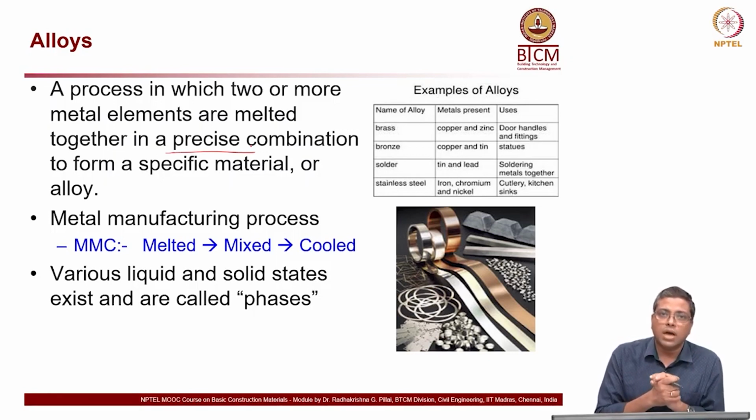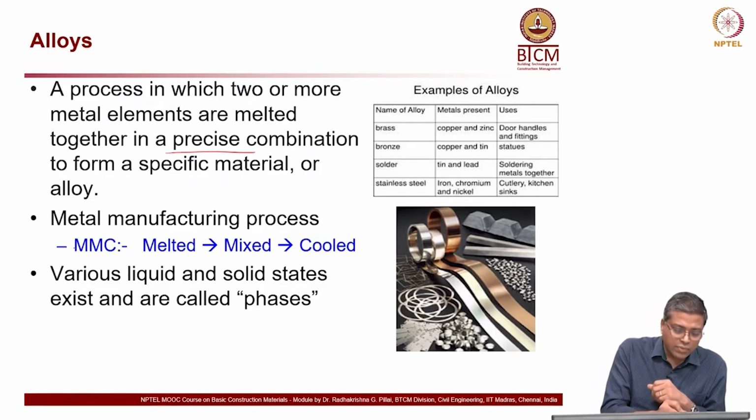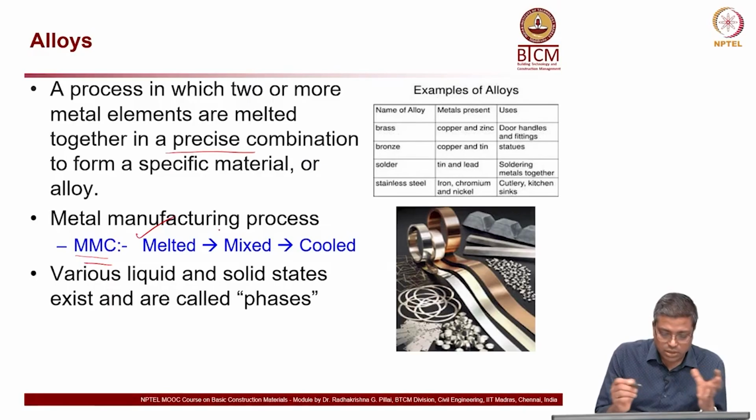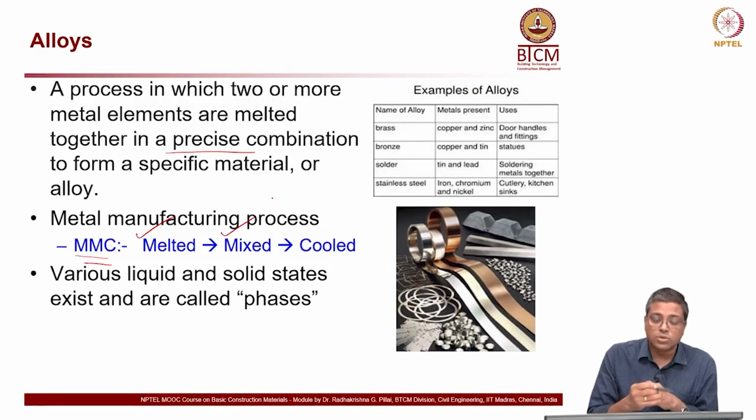Many properties are targeted. So, based on the target properties, we will include other elements and mix them properly in a combination, and that process is what is called alloying. Now, in general, we can say the material manufacturing process: first, the materials are melted, then mixed together, and then finally cooled.